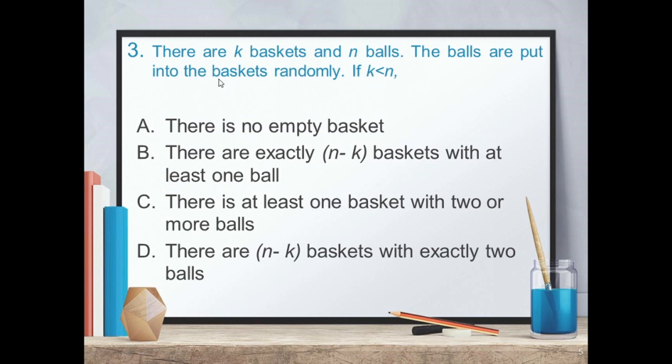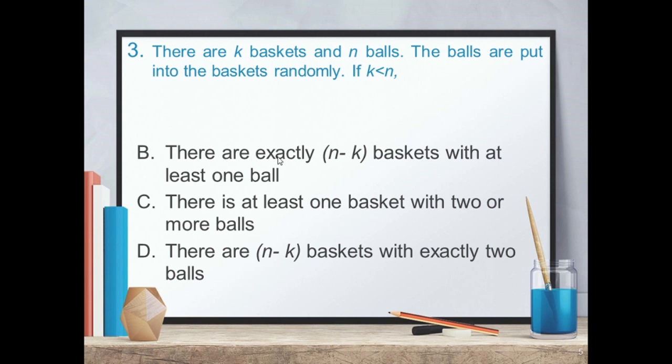The balls are put into the baskets randomly. If k is less than n, then see, as the balls are put into the baskets randomly, it may be possible that all balls are put in one and only one basket, means all the remaining baskets may be empty. Therefore the first option, there is no empty basket, is not possible. It may be possible that there is a basket such that no ball is in that basket.